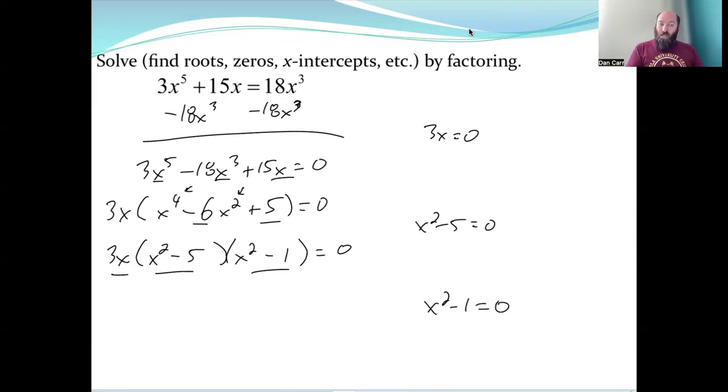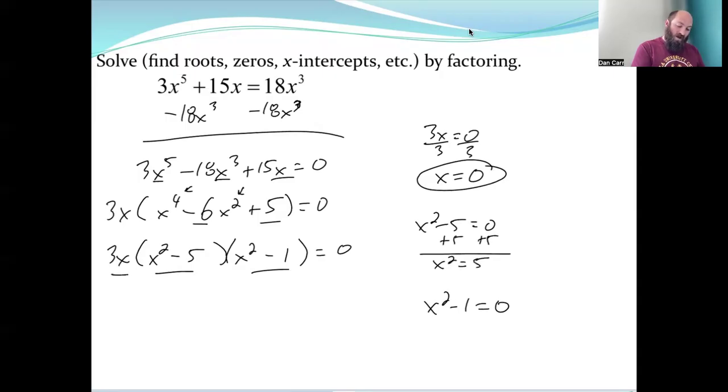So from here, I'm going to show the square root property in these cases. The first thing I'm going to do is divide by 3. So I get x equals 0 as one of my answers. For here, I've got x squared minus 5, so I'm going to add 5 to the other side. So x squared equals 5, and then I square root that. I have to move this down a little bit.